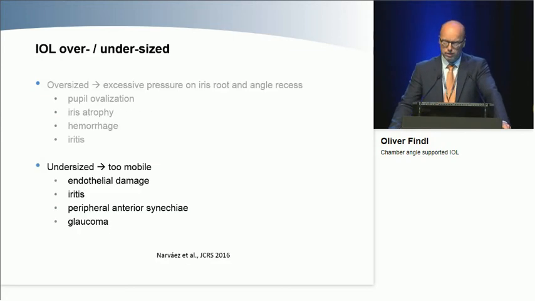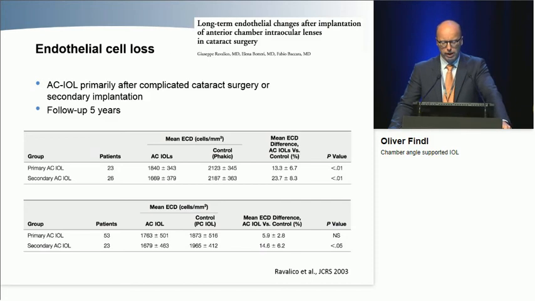Now what about undersized? If it's too small, well, that happens, it becomes mobile, it can do propellering, it can move. And also probably during eye rubbing, especially also during saccades, there's slight microcurrents against the endothelium, and that's probably one of the reasons for endothelial cell loss.